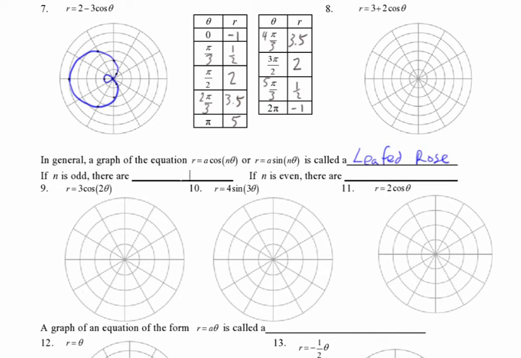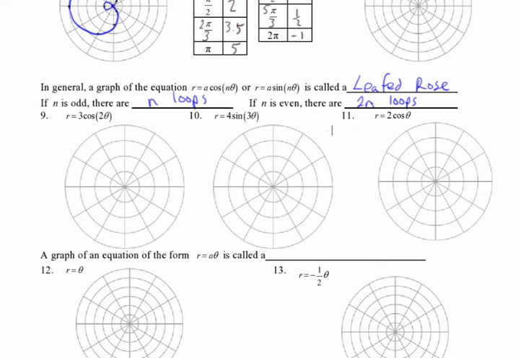If n is odd, there are n loops in the rows, or n leaves. If n is even, there are 2n loops, or 2n leaves. All right, number 9. We have here a 3 cosine 2 theta.